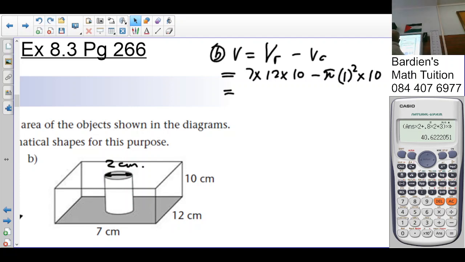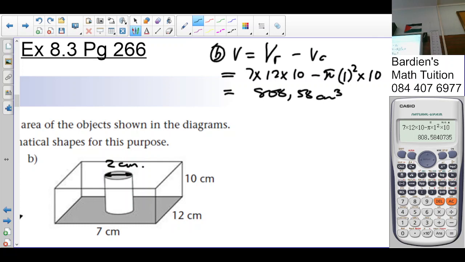So that simply works out to be 7 times 12 times 10 minus 5 times 1 squared times 10. That gives you 808.58 centimeters cubed. What's the answer they have? It's that also. Is this it? Okay. Yeah. So that's basically what they did, what they meant. Okay.